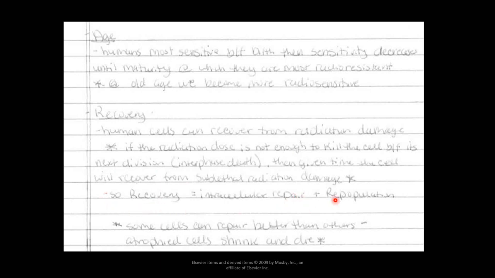And the two things that encompass recovery are intracellular repair and repopulation. Some of the cells can repair better than others, and that all depends on age, maturity, and how radio resistant they are. Other cells, once they're irradiated, can atrophy, which means they'll shrink and then die.